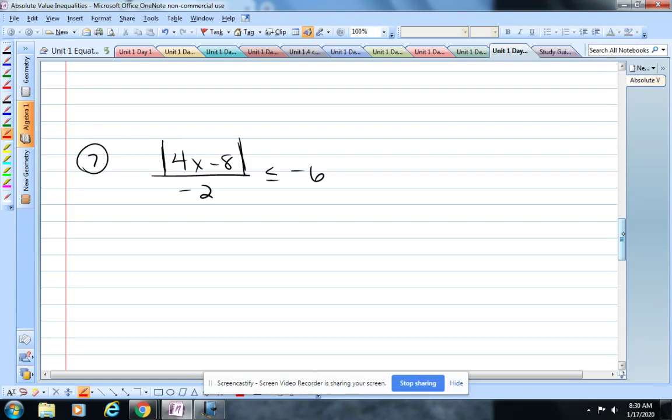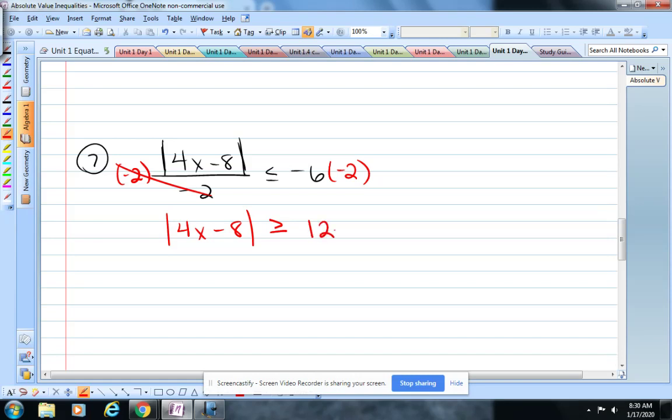All right, are the absolute value bars by themselves? No. The absolute value is being divided by negative 2. So how do I get rid of that negative 2? Multiply both sides by negative 2. Now what do we have to do when we multiply both sides by a negative? Flip our sign. So the absolute value of 4x minus 8 is what? What sign goes here? Greater than or equal to 12.